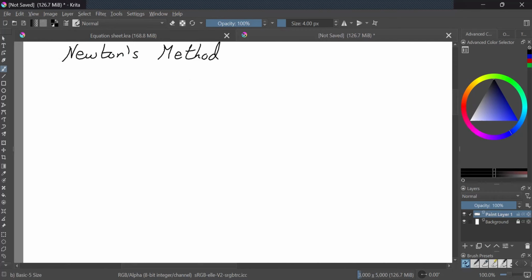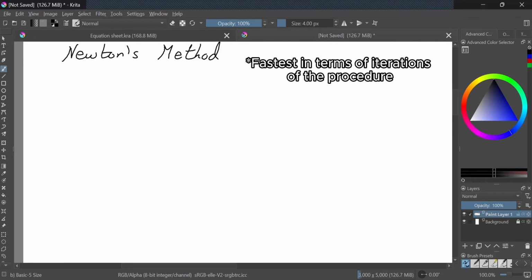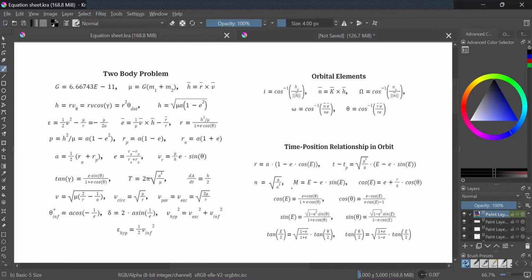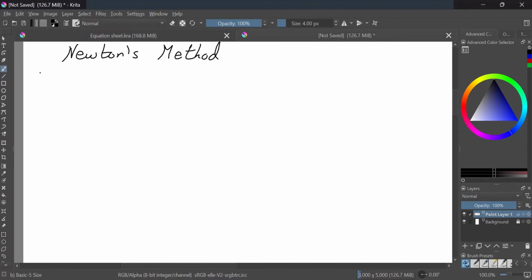Because among the ones that I have used, this one converges on a solution the fastest. So how are we going to use Newton's method? Well, we are actually going to want to use the mean anomaly equation here. So if I were to write that down, M is equal to E minus little e times the sine of big E. What we are going to want to do from here is turn this into a function.